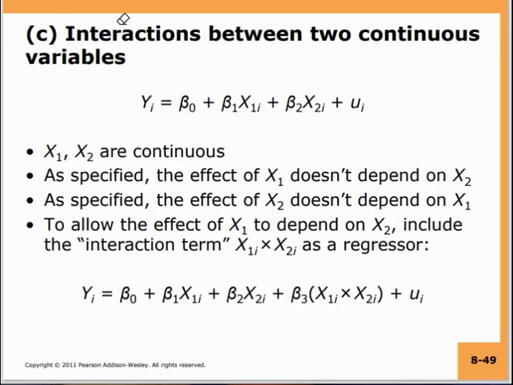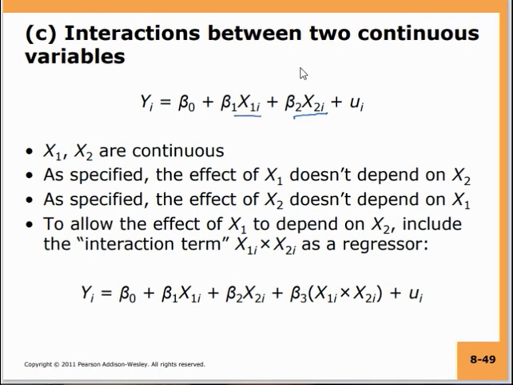Now we look at interactions between two continuous variables. So we have looked at two binary variables. We have looked at a binary variable and a continuous variable. Now we look at two continuous variables. So x1 and x2 are both continuous. In this specification, x1 and x2 are independent of each other, and the effect of one on y is not assumed to depend on the other.